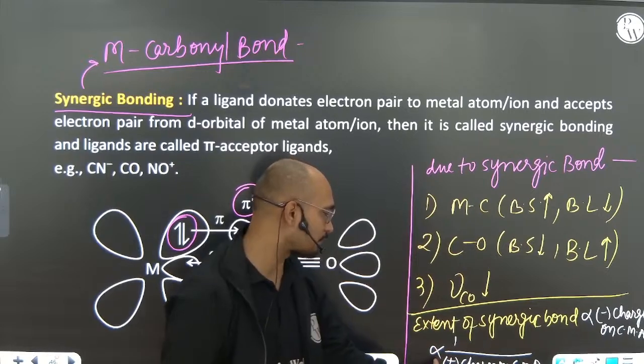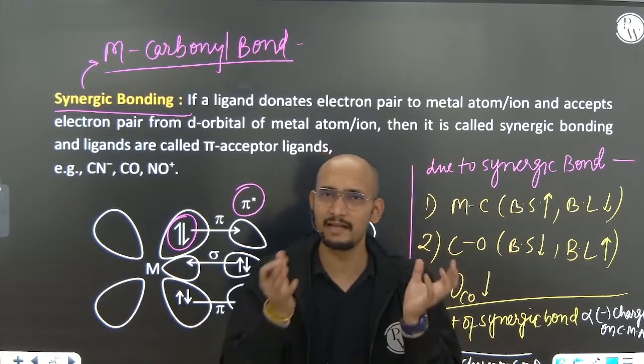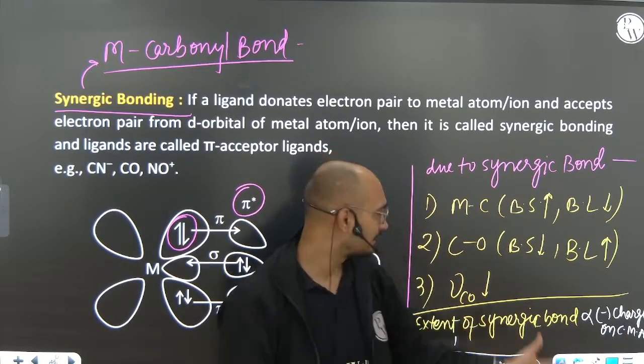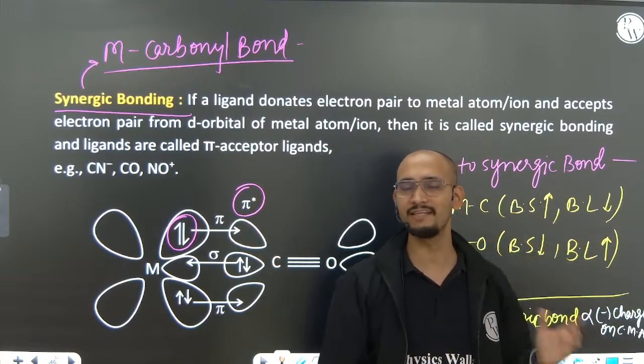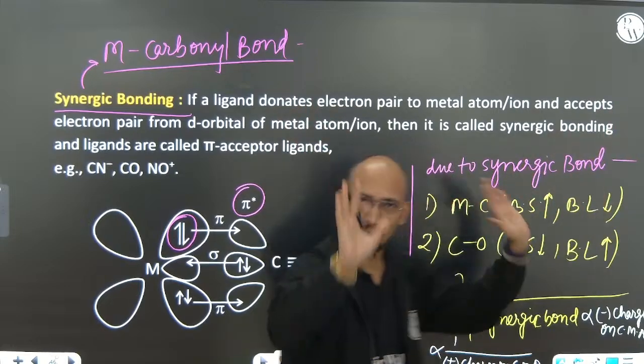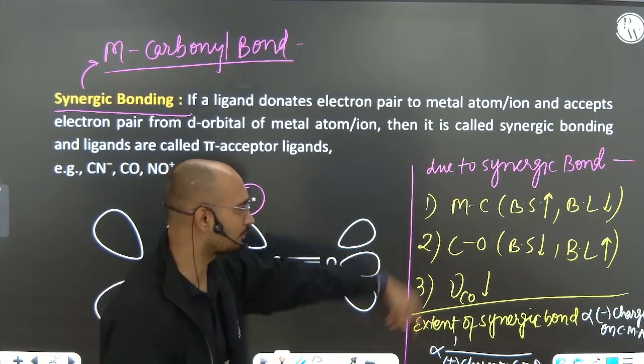If the central metal atom has a positive charge, where will the metal give electrons from? If the metal has a positive charge, it cannot give the electron. If it has a negative charge, it can give the electron easily. So if it can give the electron easily, the synergic bond will be stronger. I hope you understand. So these effects will also become stronger.